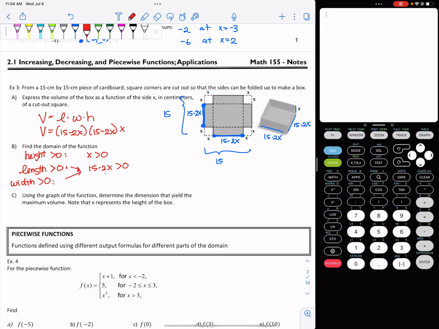Now let's solve for x. Subtract 15 from both sides. Negative 2x is greater than negative 15. Then divide by negative 2 on both sides. x is less than positive 15 over 2. Remember that when we divide by a negative, the inequality sign changes. So the domain is that x is greater than 0, but less than 15 over 2. Using interval notation, 0, 15 over 2.